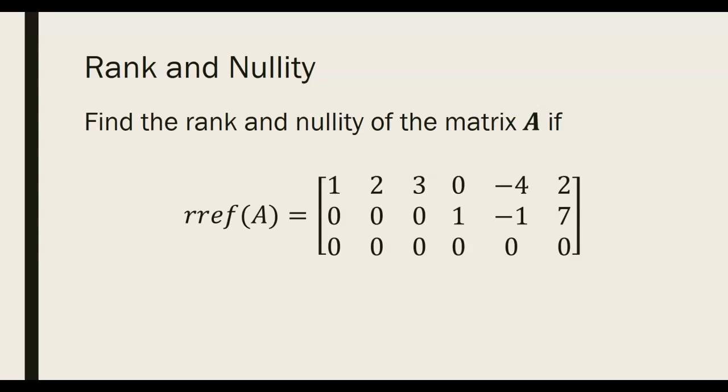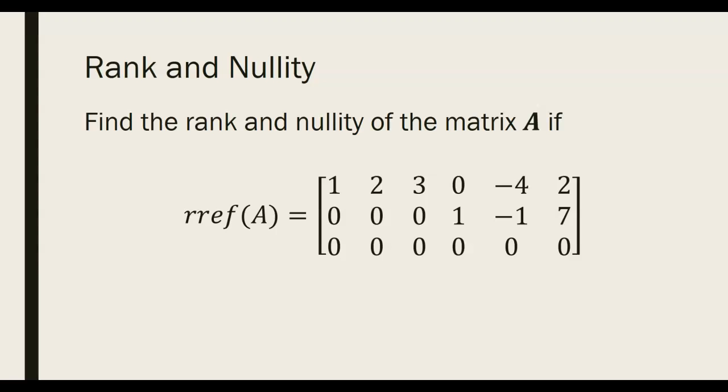Well, all we have to do is examine this. I'm going to talk through this. You'll notice that this first column is a pivot column. This second column is a pivot column. So whatever our original matrix A looked like, it had two pivot columns. And since it had two pivot columns, the column space of A would have two basis elements, and therefore the rank of A is 2.